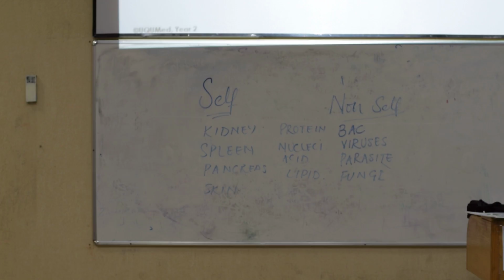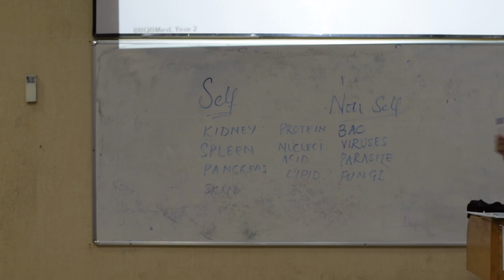So far, everything is clear? Now, non-self are basically the pathogens that are coming from outside the body, whether they are bacteria, viruses, parasites, or fungi. And on the other hand, self is the structure of your own body. Spleen, kidney, pancreas, skin, as you all named it, all the structures of your own body are self. All the things that are coming from outside are non-self.